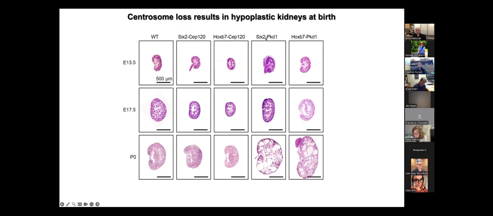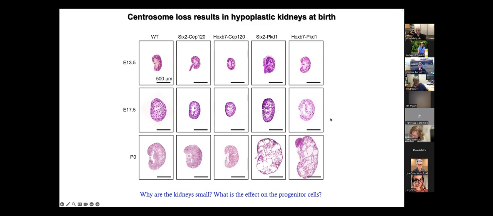And just to show you a comparison, here are the PKD1 knockouts using the same two Cre models. They're not smaller, but you can see by P0, they're already big and they have lots of cysts in them. When we do the same thing with IFT88, you get the cilia-related outcome, not the centrosome-related outcome. So there is a different phenotype with regard to the small dysplastic, hypoplastic kidney phenotype in the CEP120 knockouts compared to the PKD1 knockout.